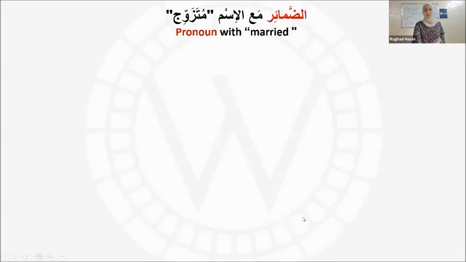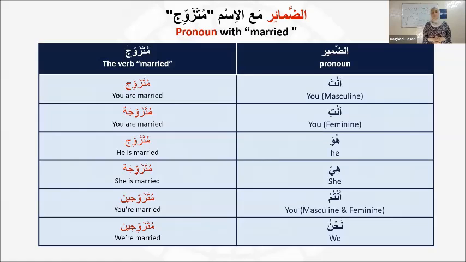Okay. Let's conjugate the pronoun with the noun متزوج. So as we said, تزوج is a verb. متزوج or متزوجة is a noun. Okay. So أنت, you, masculine, أنت متزوج. أنت متزوجة.